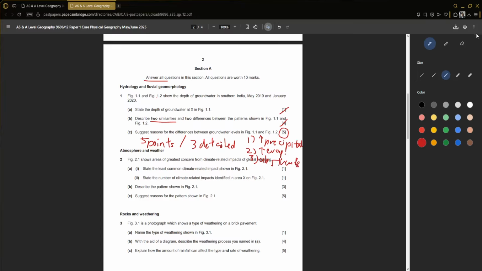My handwriting isn't that good on computer, so I apologize for that. I'll just remove these things.